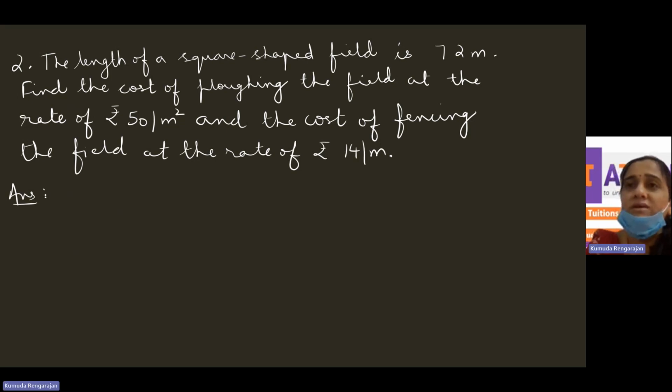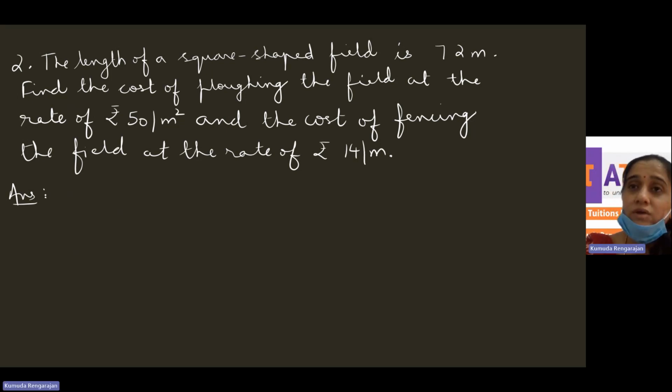How do we find the area of the square field? Correct, side into side. Okay, you'll get the area. Now that's the area. Supposing the area is 100 meters square. Now what is given is to plough 1 meter square. To plough 1 meter square, the charge is 50 rupees.